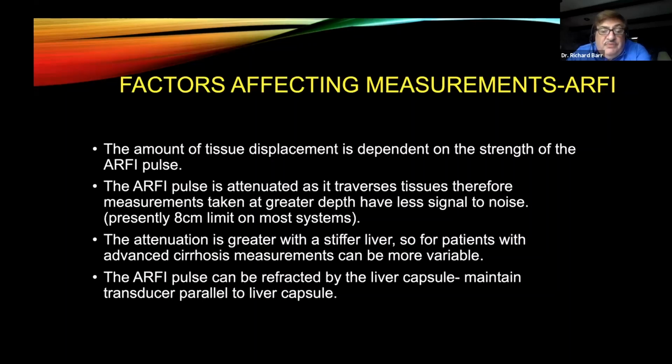Although the system presently has a limitation of 8 centimeters, in a difficult patient, maybe after 6 centimeters, you just may not have enough energy left to generate shear waves that you'll be able to get a good estimate of their speed. And again, this attenuation is greater with a stiffer liver, so in patients with advanced cirrhosis measurements can be more variable. I believe that the RF pulse is refracted from the liver capsule if it's at an angle, so you must maintain the transducer parallel to the liver capsule.